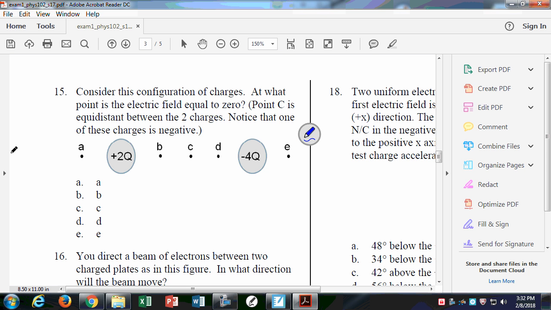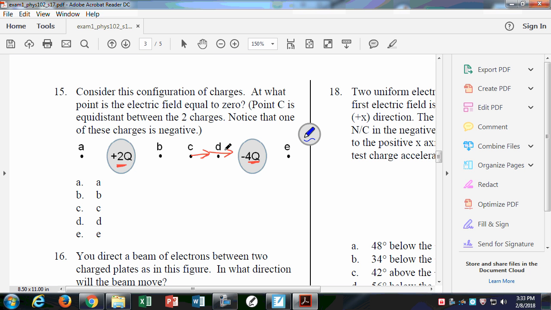let's pick C as an example. At C, the electric field due to this charge is going to be in that direction. And the electric field due to this charge is in that direction. So that would also be true for B and D, that the electric field due to those charges are going to be to the right. So it can never be 0 at those sides, in the middle, in between those two charges.